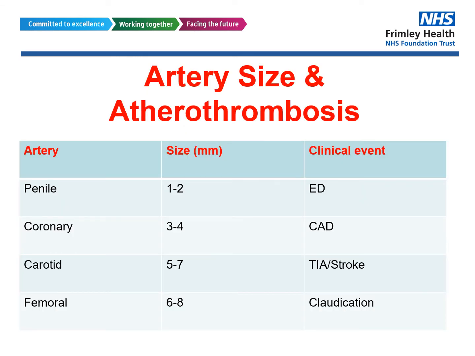This table shows the location of the artery, its diameter, and the possible consequence of plaque disease. If plaque occurs in the arteries of the penis, it may manifest as erectile dysfunction. In the coronary arteries, it may cause angina or heart attack. In the carotid arteries, a TIA or transient ischemic attack or stroke, and the femoral arteries may cause claudication, otherwise known as peripheral vascular disease. It is important to remember this during your cardiac rehabilitation, as the advice given aims to protect against all of the above conditions.